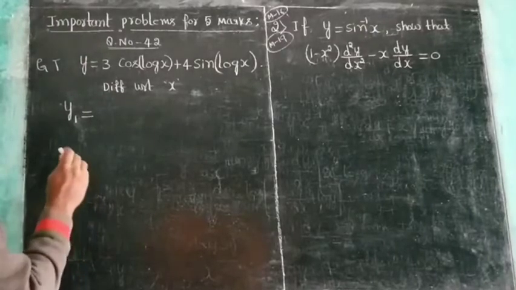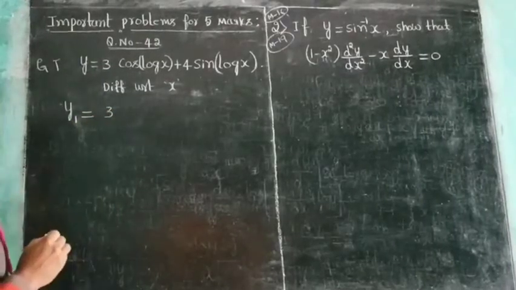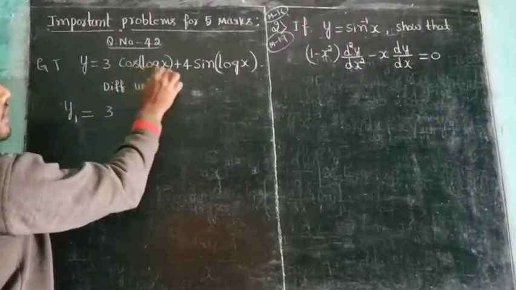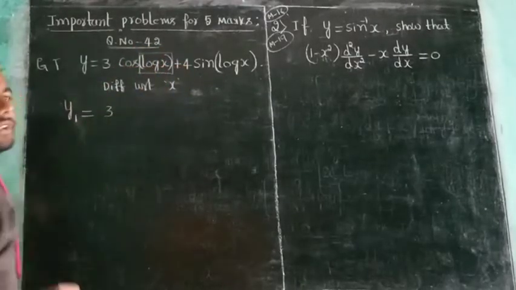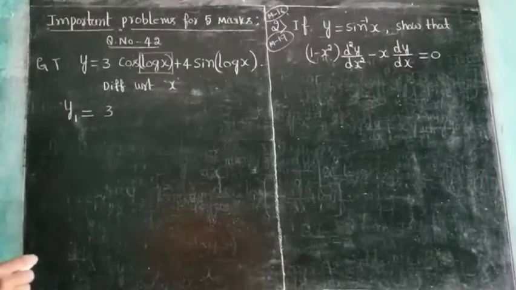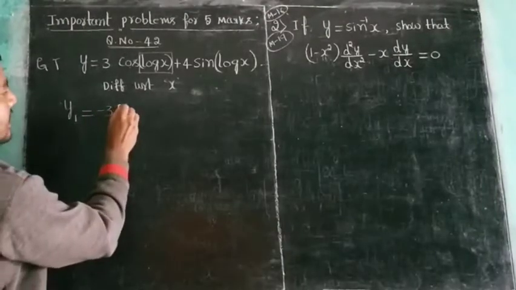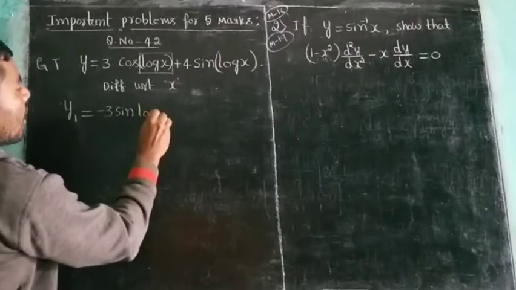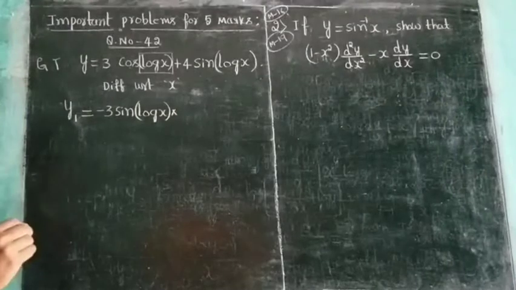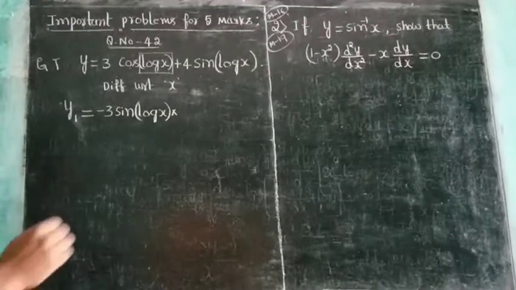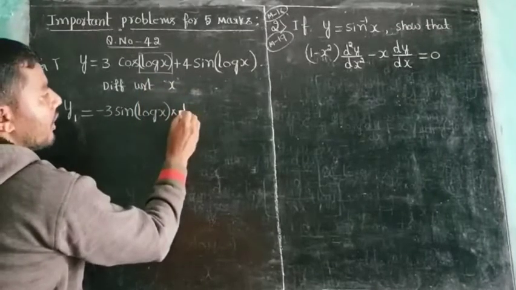Next, write the derivative. Here 3 is a constant, so take 3 as it is. We want the derivative of cos of log x. Consider log x as a dabba. The derivative of cos dabba is minus sin dabba. Dabba is nothing but log x, into the derivative of dabba. Here in the place of dabba we have log x, so the derivative of log x is 1 by x.